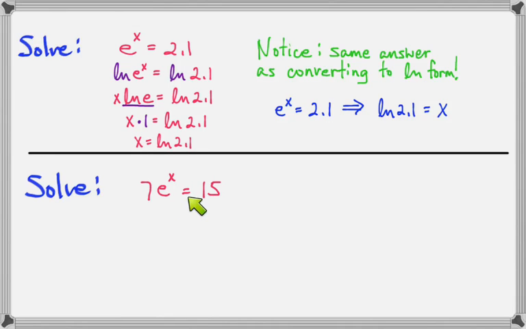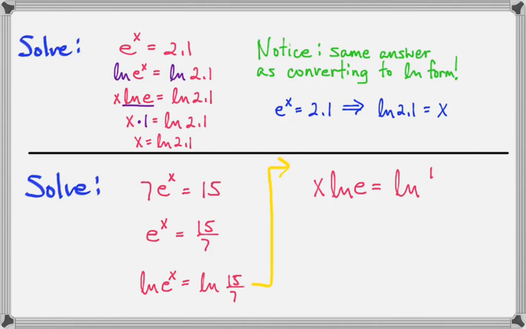Okay, here's another example. In this case, I have a coefficient on my e to the x, and I need to get rid of that coefficient before I start trying to do the natural log of both sides. So here I have isolated our e to the x, and e to the x equals 15 over 7. And you're going to now do the natural log of both sides of that. Take your exponent and slide it to the front. Okay, now remember that ln e is simply 1.